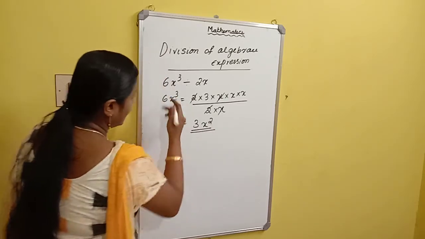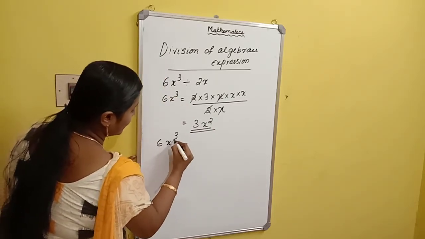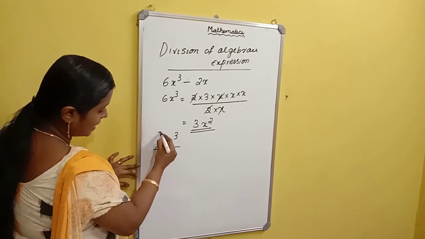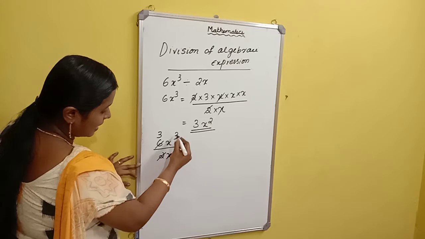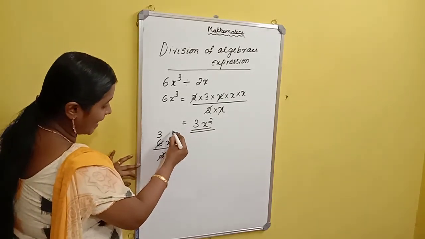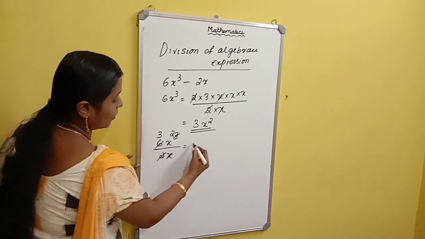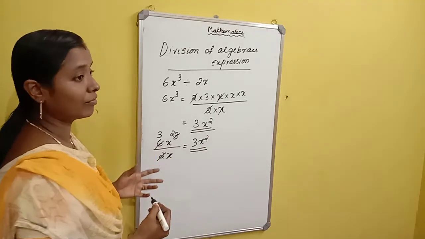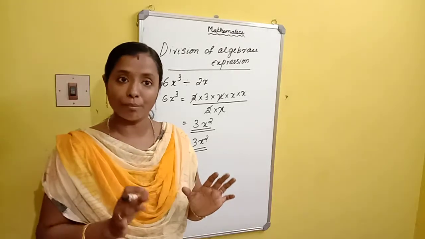Directly, 6x cube divided by 2x. What will you get? 2 in 6, 3 times. x: here it is x cube, so we can cancel one x, after that x square. So again we get 3x square. That is the division of a monomial by a monomial.